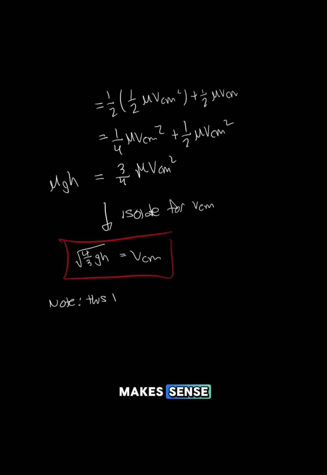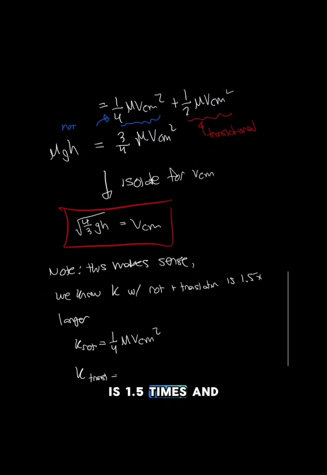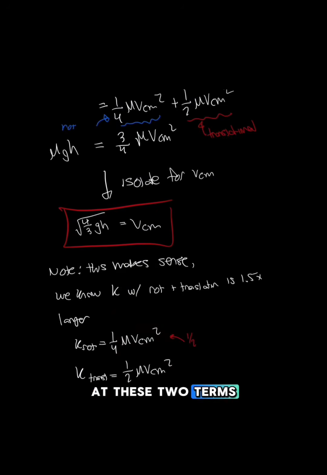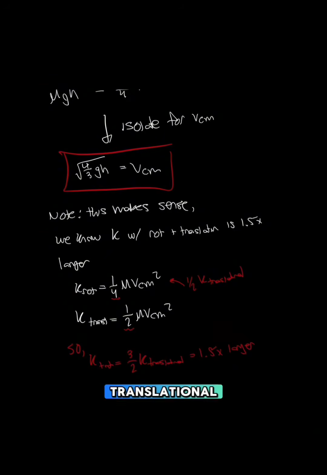Note that this makes sense because this is the rotational kinetic energy term, this is the translational kinetic energy term. From the start, we noted that the kinetic energy with rotational and translational is 1.5 times. And so look at these two terms here. The rotational is 1/2 the translational. We see that the total kinetic energy is actually 3/2 the translational, which makes sense.